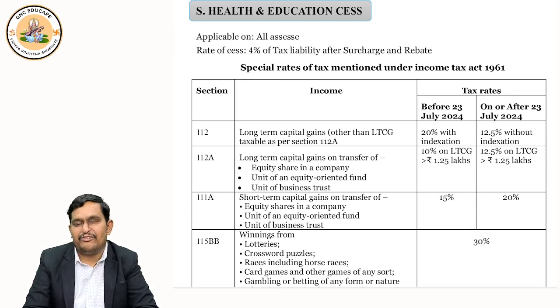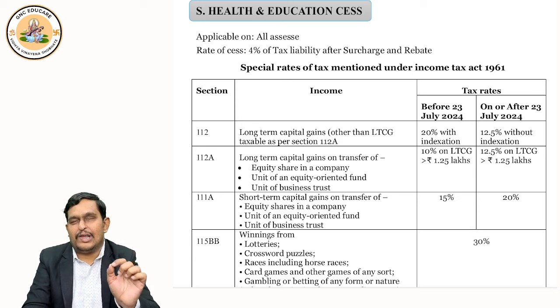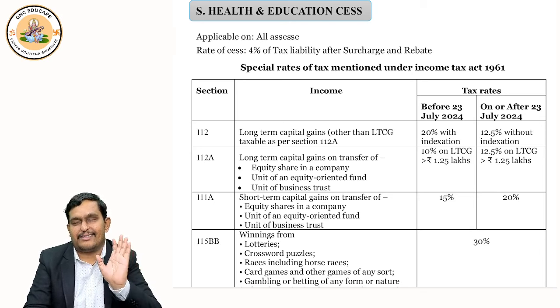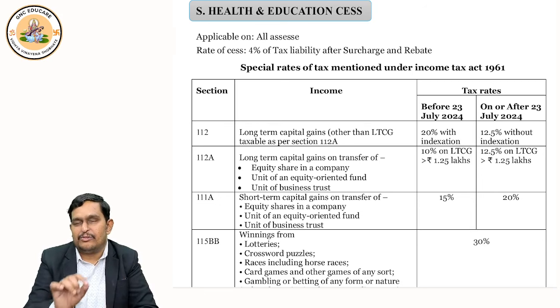But this information which I said is just half the story. The full story you will get in the capital gains chapter. As of now, simply remember, sir, section 112, long-term capital gain on sale of capital assets, that is fixed assets other than shares, debentures. That's it. Before, 20% was the rate. Now from 23rd July, how much? 12.5%. That's it.